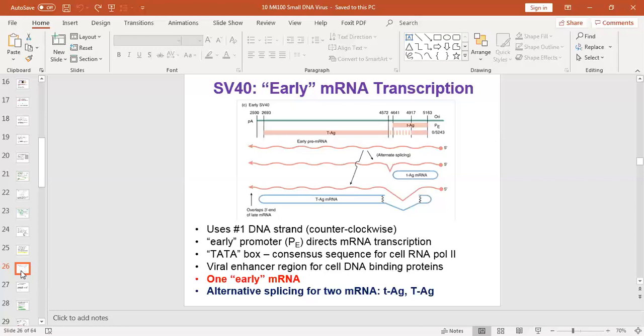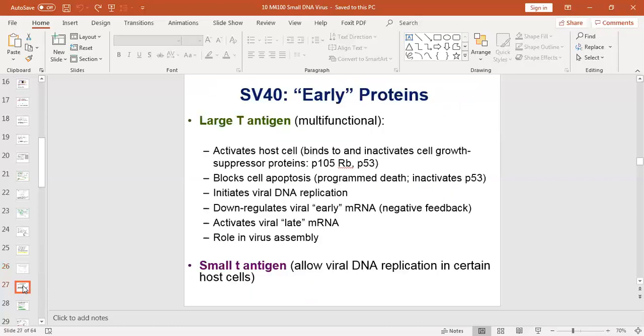This one early messenger RNA, through the process of alternative splicing, codes for two messenger RNAs, and these will code for two proteins, small t antigen and large T antigen. Slide 27 describes SV40 early proteins. As I said, these are large T antigen and small T antigen.